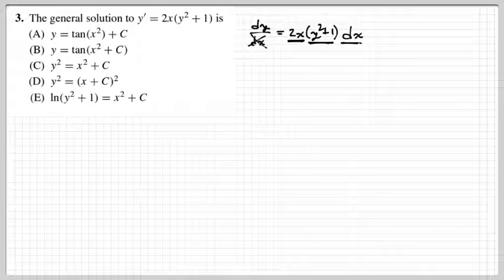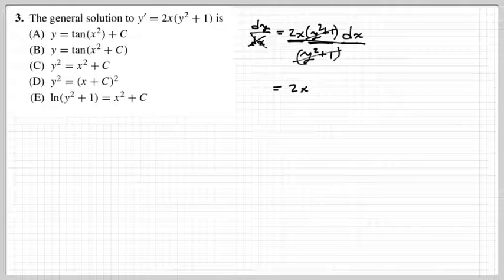Okay, so we want to get rid of this guy. We want him to be on the other side with the y, so what would we do? Divide it out. Okay, we'll divide both sides by y squared plus 1. That will get rid of the y squared plus 1 on the right side, so you only have x terms over there.